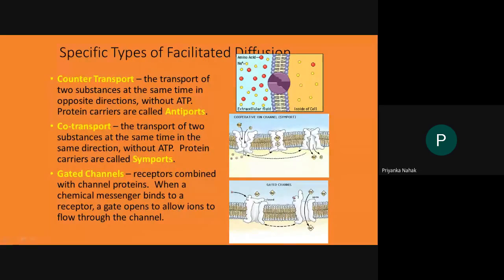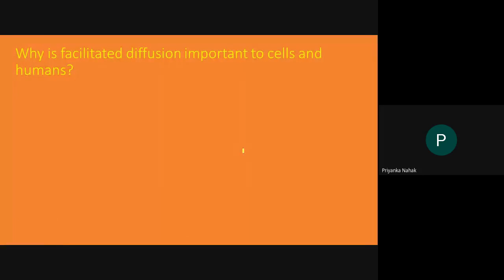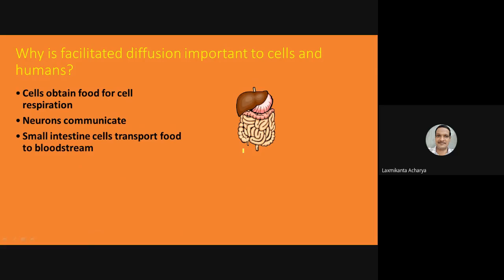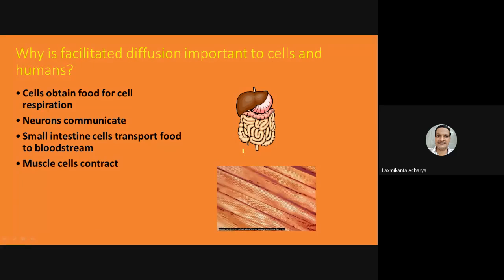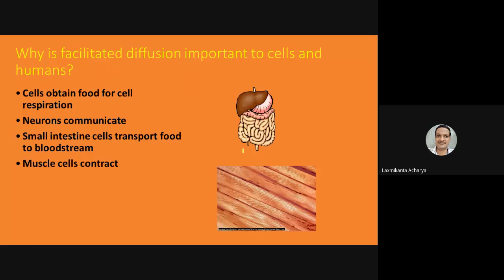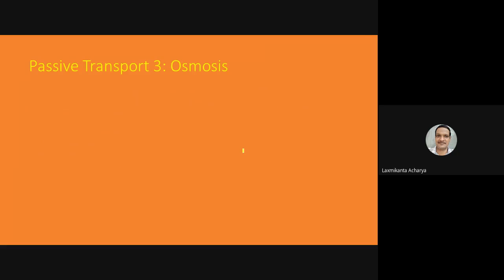Now, why is facilitated diffusion important? Cells obtain food through respiration, neurons communicate, the small intestine cells transport food to the bloodstream, and muscle cells contract. These are the functions that happen through facilitated diffusion. Now coming to the last part of passive transport, that is osmosis.